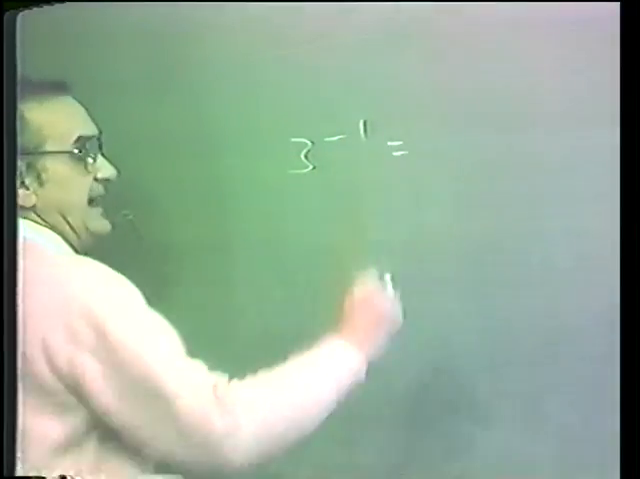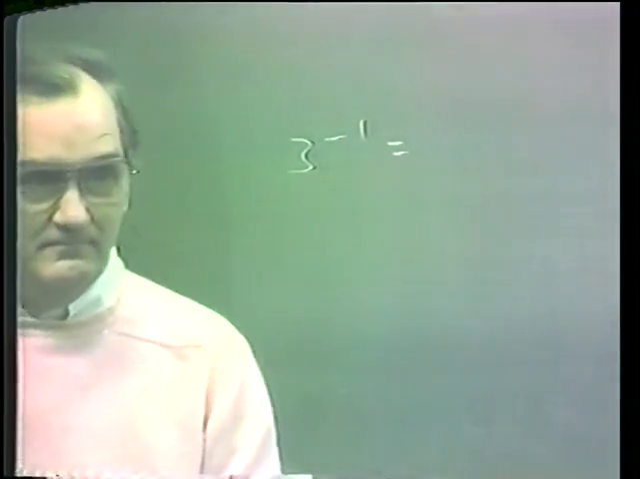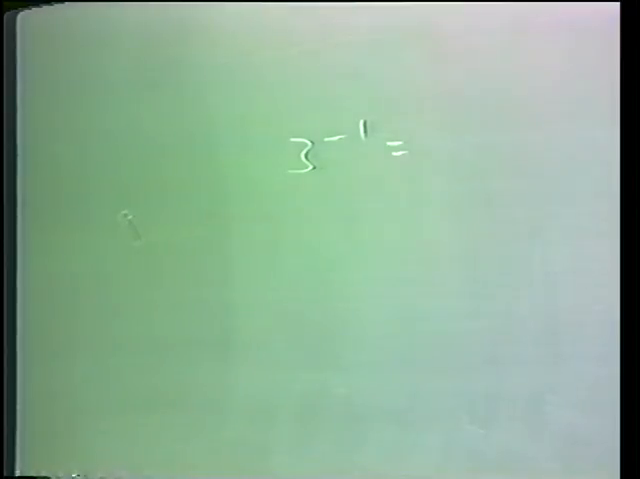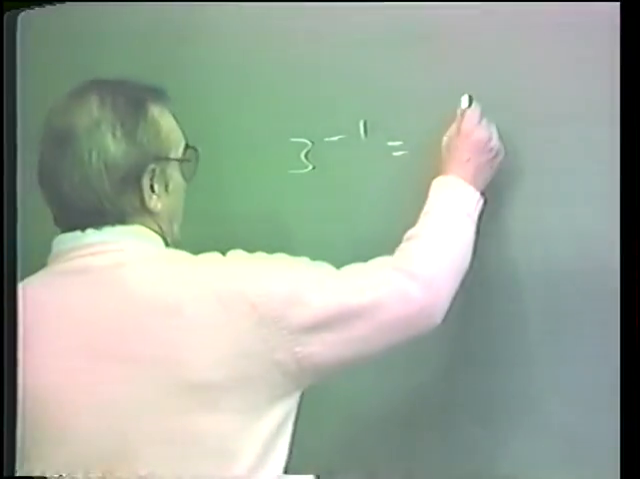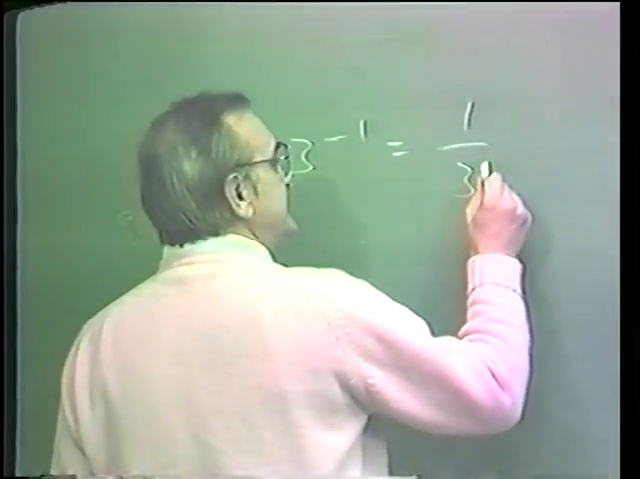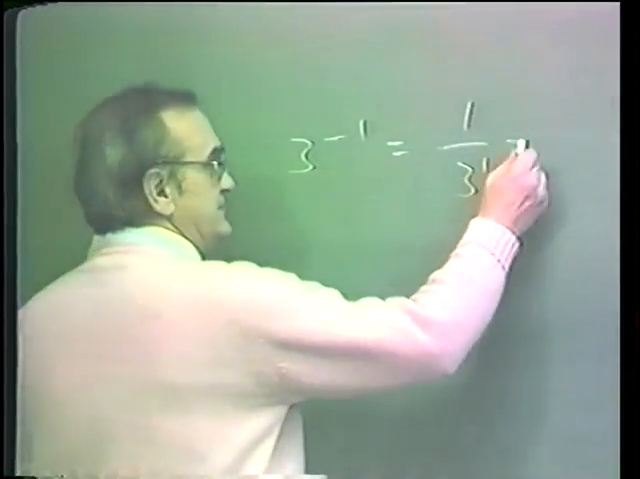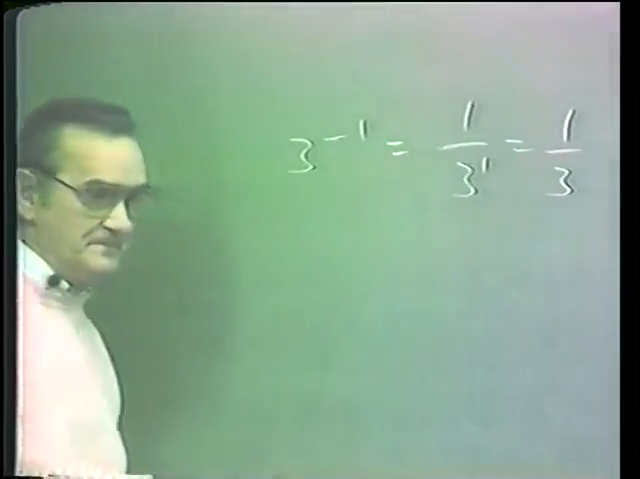Suppose we have 3 to the negative 1 power, and I asked you to express this in simplified form without negative exponents. What would 3 to the negative 1 power equal? Tony? 1/3. 1 over 3 raised to the positive 1, which is 1/3.